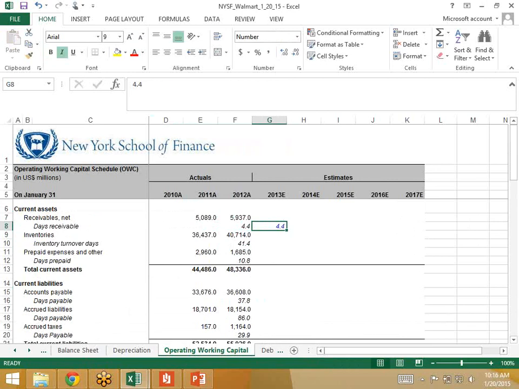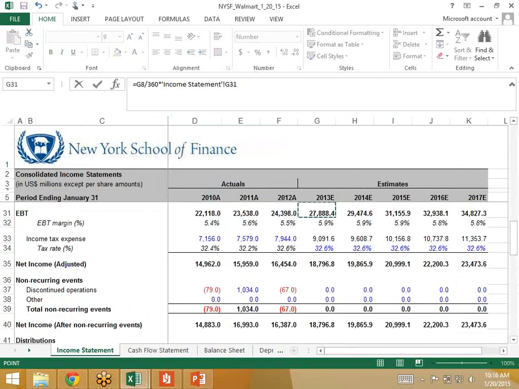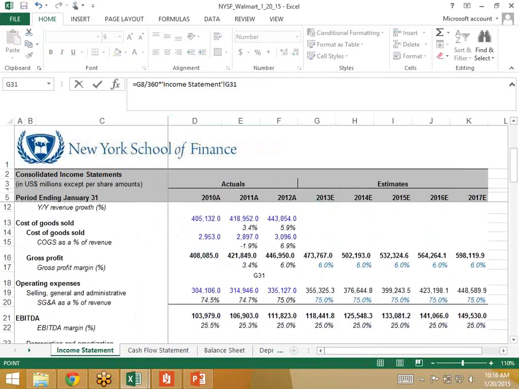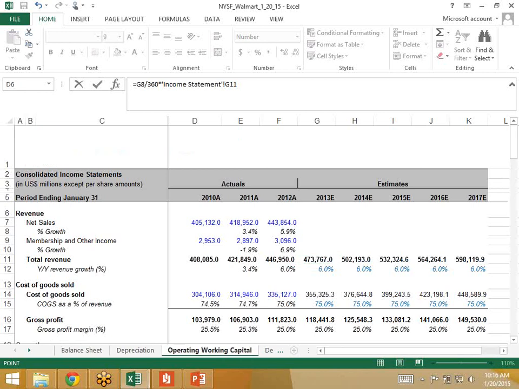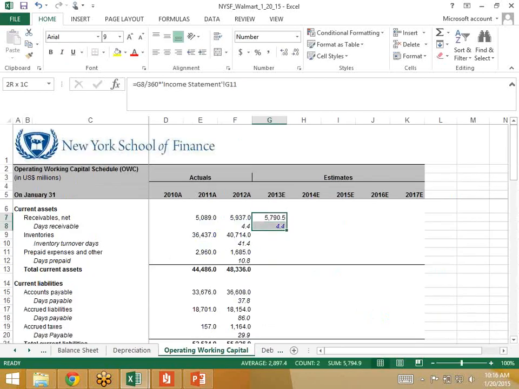So, in other words, we have days receivable. Take those days divided by our 360 number, that'll give us our percentage. Multiply it by future revenue. That's our projections. So we're going to do G7 equals G8 divided by 360 times the projected revenue, income statement G11. And we'll copy that to the right.